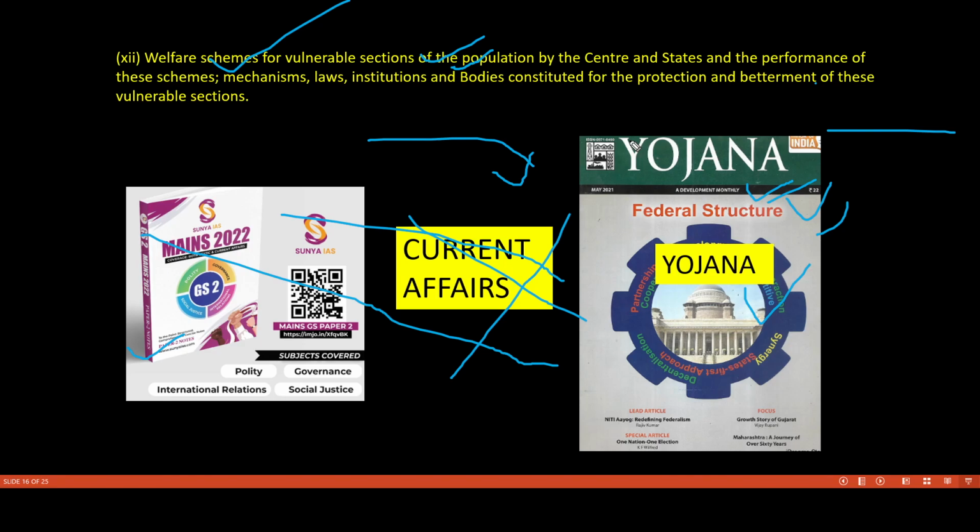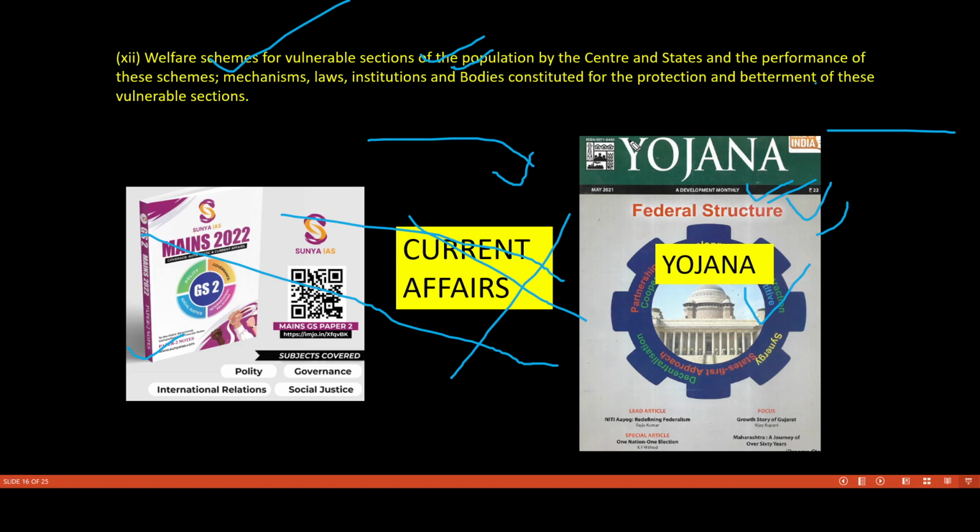Again, I would say the mains marking is very unpredictable. Sometimes mugging up also helps, but Yojana helps in building concepts. Once you read Yojana, you are able to deliver the basic concepts and the basic perspective of the scheme very well. So I would recommend reading Yojana if you have time.